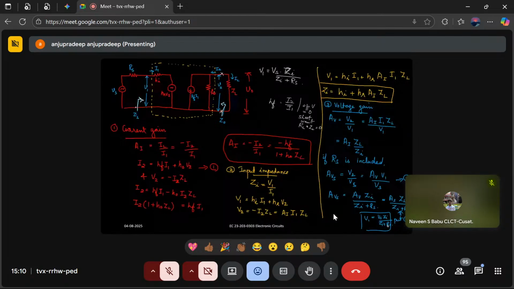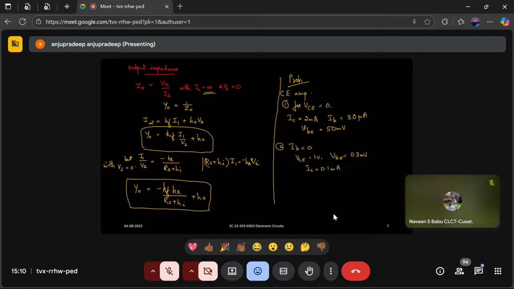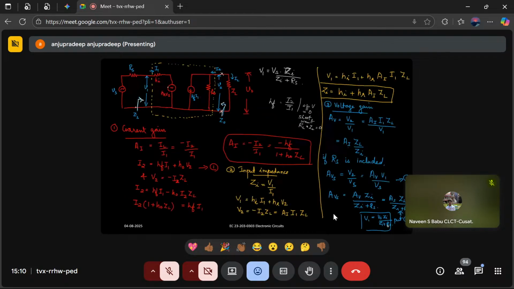You find AI and immediately you can find what is input impedance, and also you can find what is voltage gain. Now the last one is output impedance. So output impedance is equal to Z0 is equal to V2 divided by I2. Now we are not putting a minus sign. Why? Why no minus sign is there?